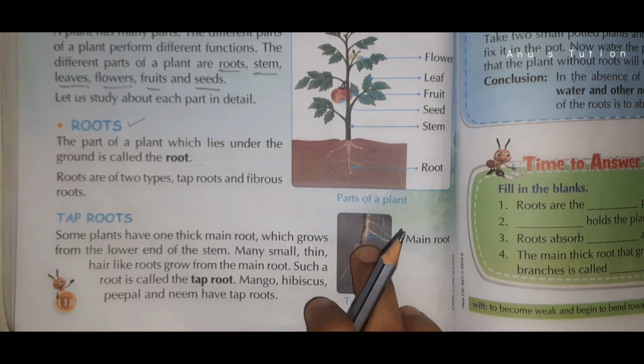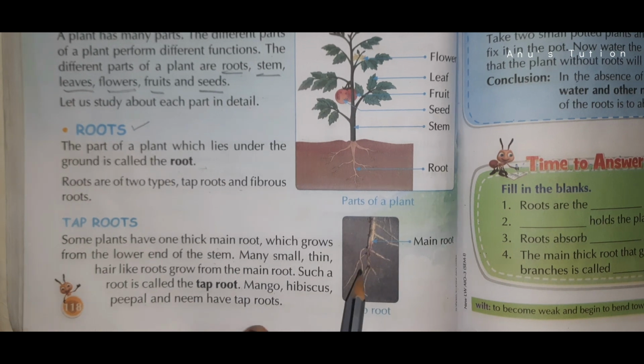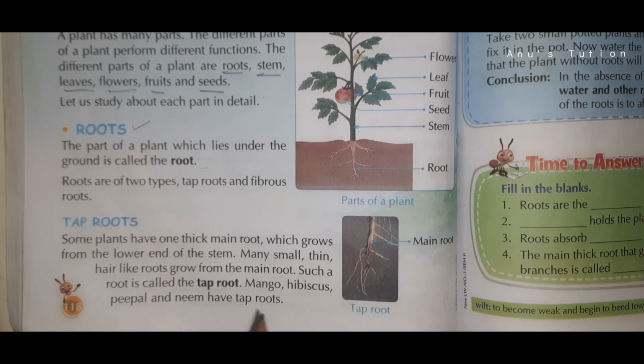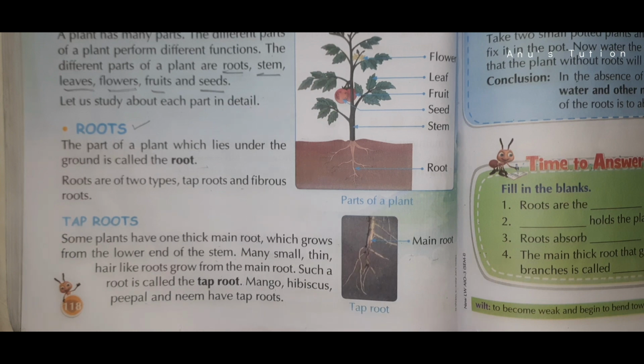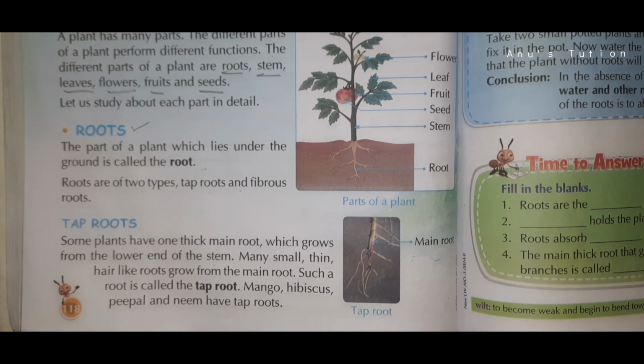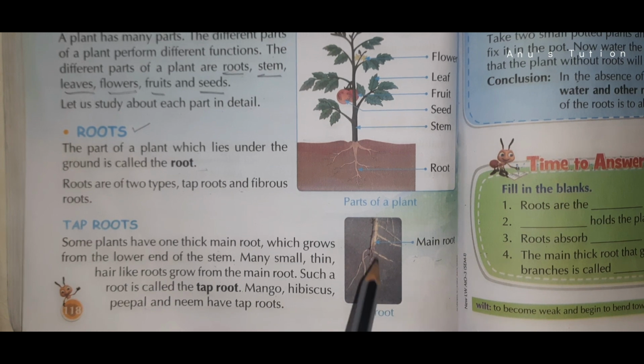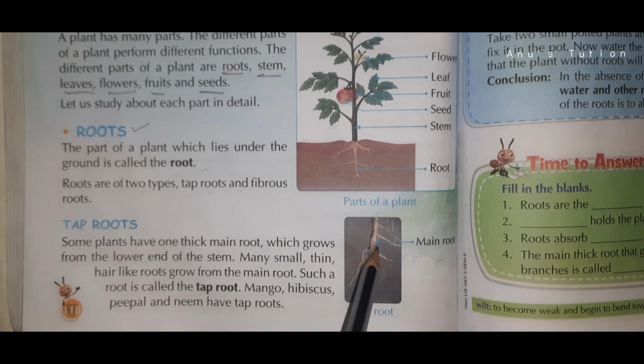See, this is the main root which grows from the lower end of the stem. How many small thin hair roots grow from the main root? This is called the tap root. Only one root grows, and so many small thin hair-like roots grow from the main root. This type of root is known as a tap root. Okay.